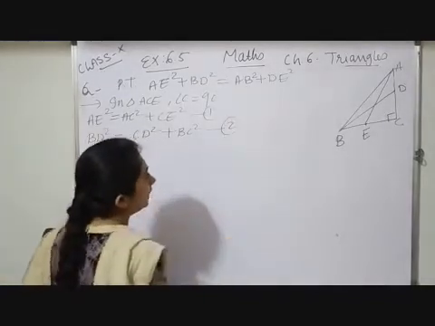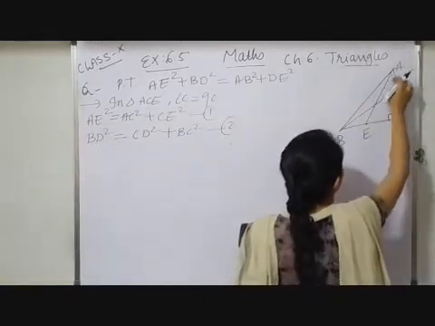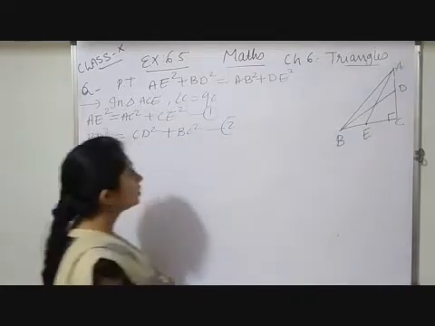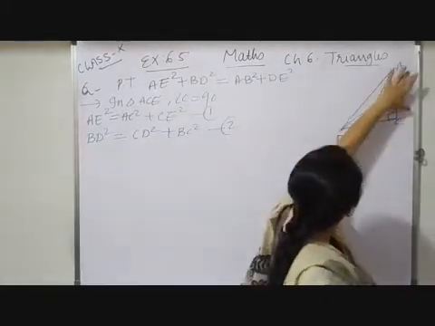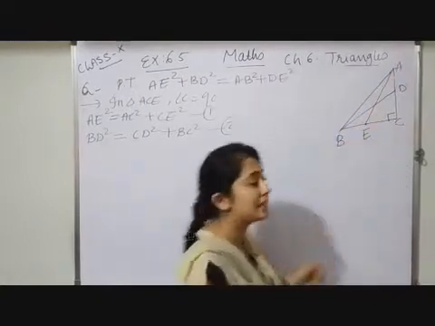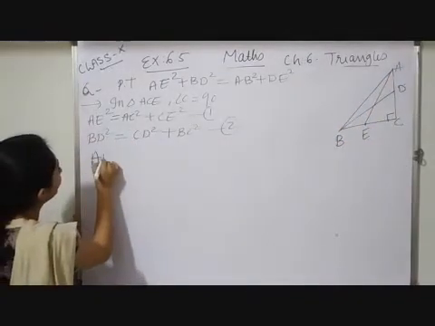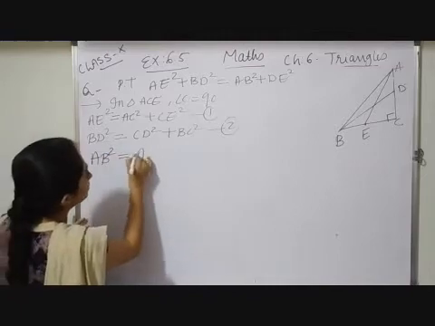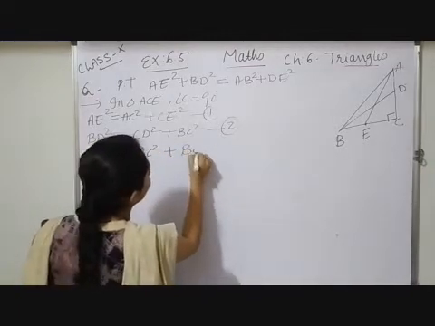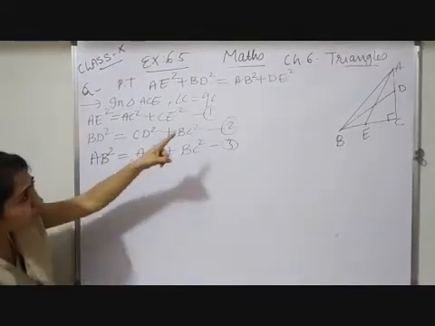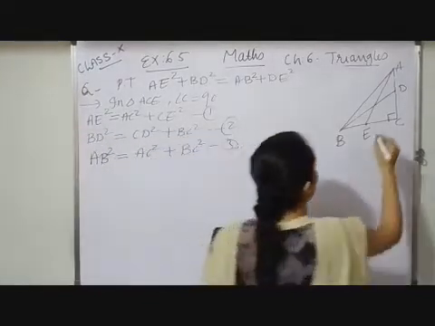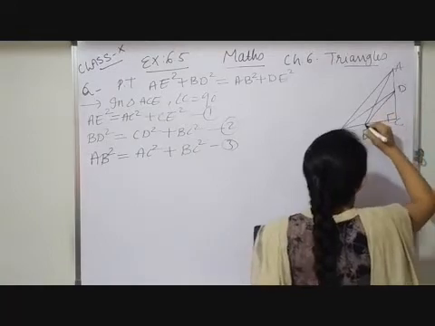Third thing, what do you want? AB square. AB is a part of this bigger triangle ABC. So if I apply Pythagoras theorem, I'll get AB square equals AC square plus BC square. So I am writing AB square equals AC square plus BC square, equation number 3. And the fourth thing, you want DE square here. So I will join these two sides.